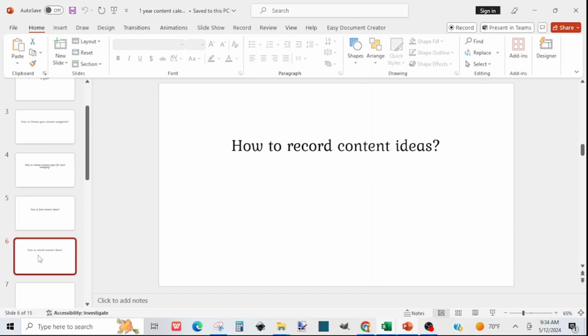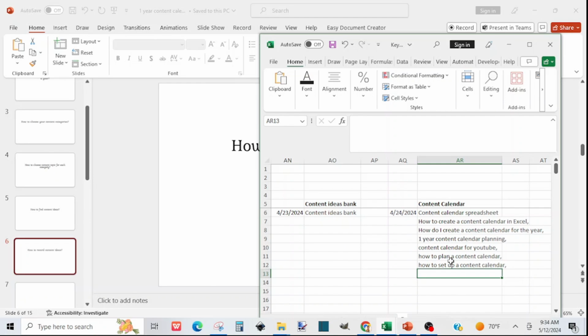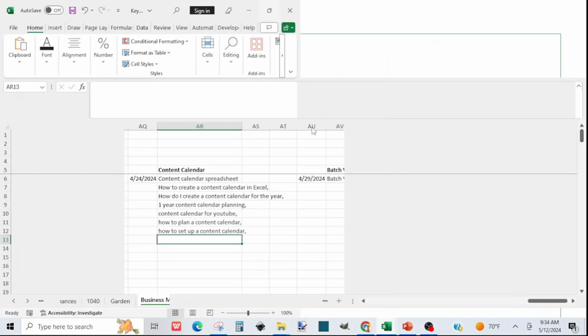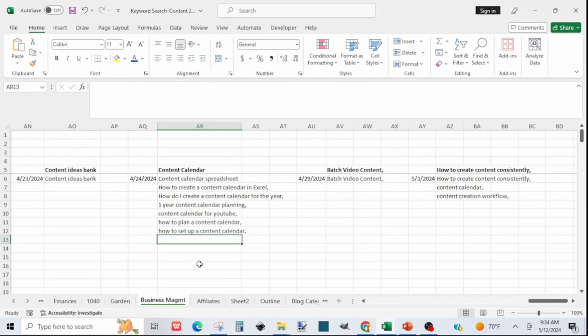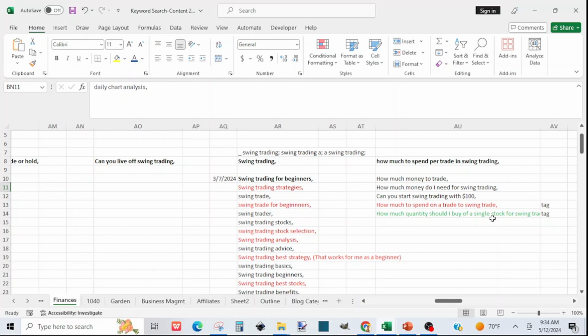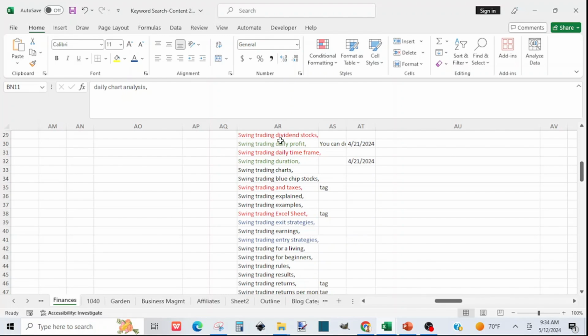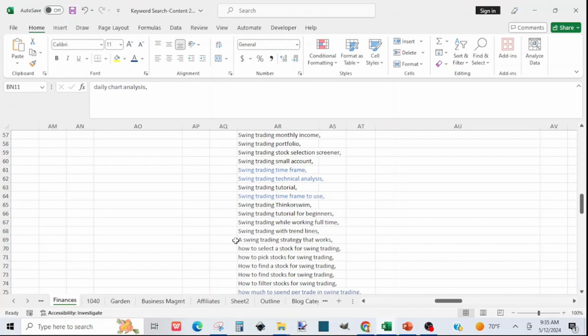So how to record your content ideas? I just use a spreadsheet, just like the way I showed you earlier using content calendar as an example. I will just record them in the spreadsheet. You can use a category by sheet or tab. And if I go to Swing Finance and I look for swing trading, I did the same strategy for swing trading, and you can see the alphabet showing up after the topic that I searched, swing trading, all the way, and then the alphabet starting the topic of swing trading as well.